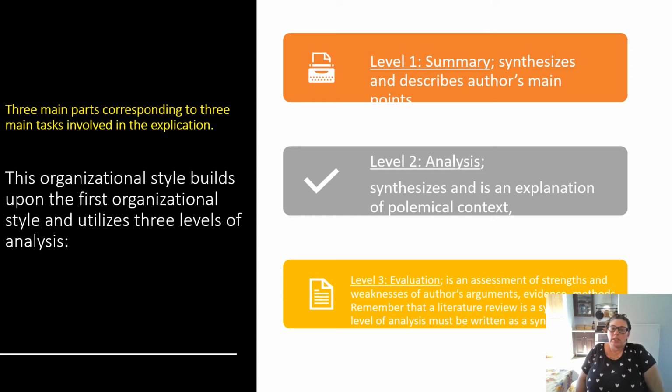The next one is the more advanced one, and it has 3 main parts corresponding to 3 main tasks in explication. So the first part and task is a summary, a synthesis: describe the author's main points.